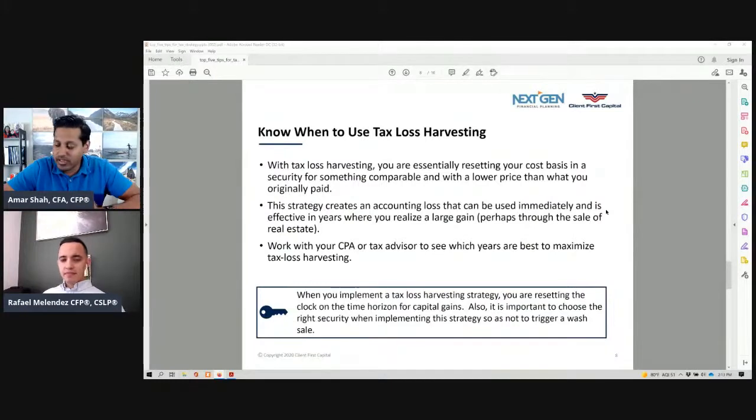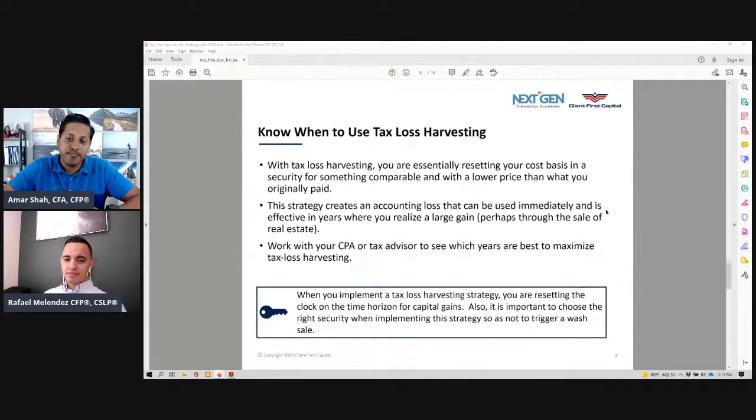And this one, every single advisor has a different opinion. And maybe Raphael, you and I maybe have a different opinion. But when I hear companies like Betterment that does daily tax loss harvesting, I shake my head.